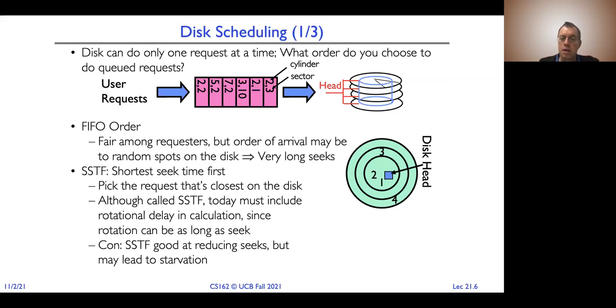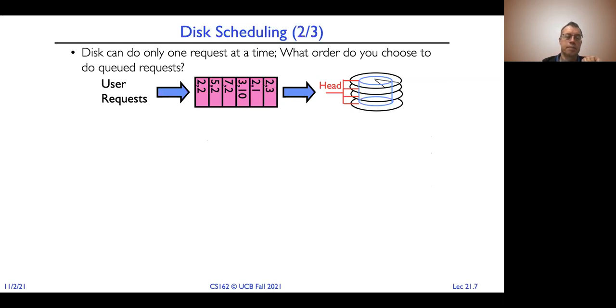And the request which is farther along, for instance, on the edge of the disk, may wait for a long time to be serviced. Make sense? So you don't want that. So again, great average seek time, but it's unfair. Can cause starvation.